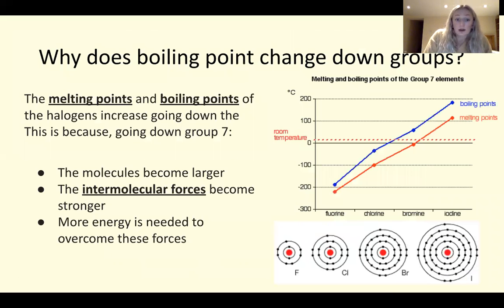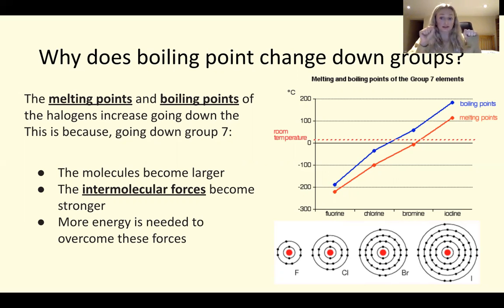Next, we're talking about why does boiling point change as you go down the groups? And in particular, we're talking about group 7. So melting and boiling points of the halogens, which is group 7, increase going down the group. As you can see from the graph, melting and boiling points increase. Why does that happen? Because the molecules become bigger. You can see in the electronic structures, they're getting bigger, there's more and more shells. And therefore, it's the intermolecular forces that become stronger.